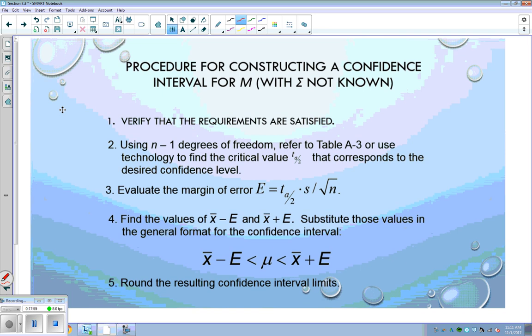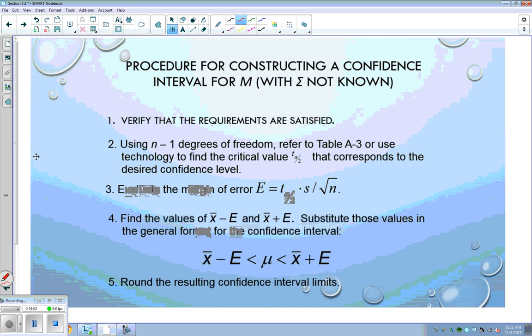So here's the procedure. First thing you're always going to do is verify that the requirements are satisfied. What are the requirements? You've got one of two. Great. So it's either already a normally distributed population, and you know that, or your n is greater than 30.